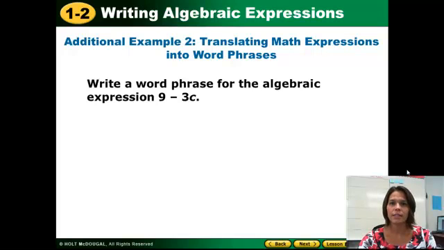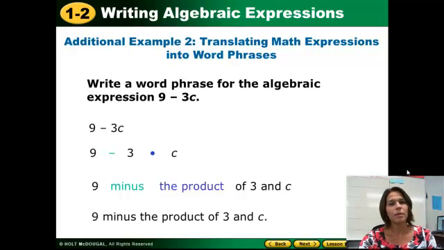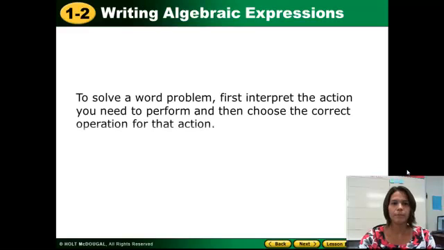Let's look at another example. Write a word phrase for the algebraic expression 9 minus 3c. You could almost say what I just said verbally, but let's try and use some different words. So I know I've got subtraction and I've got multiplication. So 9 minus the product of 3 and c, and that might just be the easiest to do. Anytime you're looking at a grouping symbol or you're looking at 2 different expressions or algebraic signs, try and use the answer for one of them.